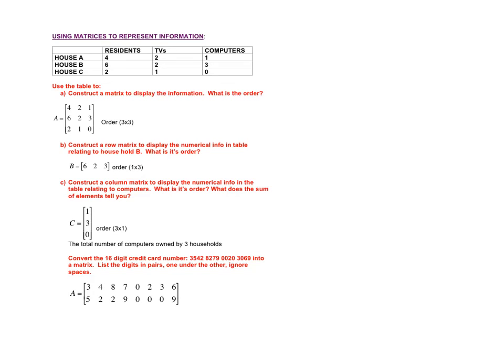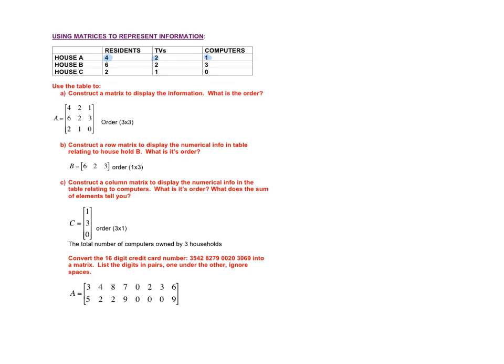Alright, so we're looking at how we can use matrices. We're looking at how matrices can be used in displaying data. So here they've said, this is house A. They've surveyed a few houses here, and they've looked at how many people, residents, TVs, and computers. So here they said use the table and construct a matrix to display the information. What is its order? So all you have to do is just pop it in.